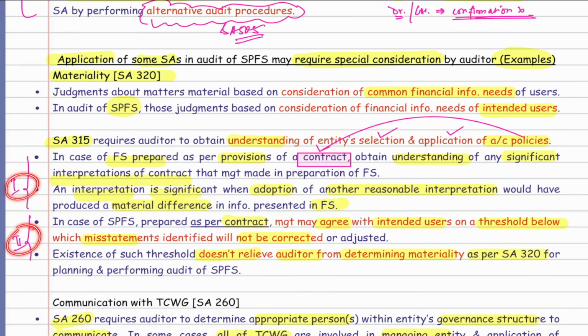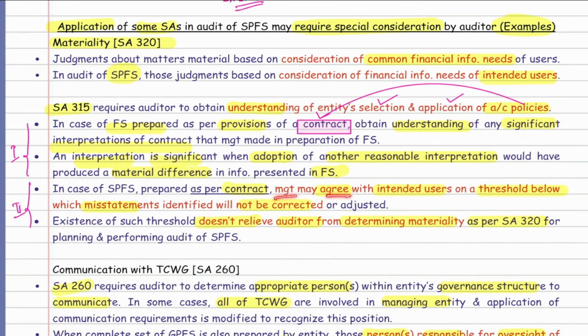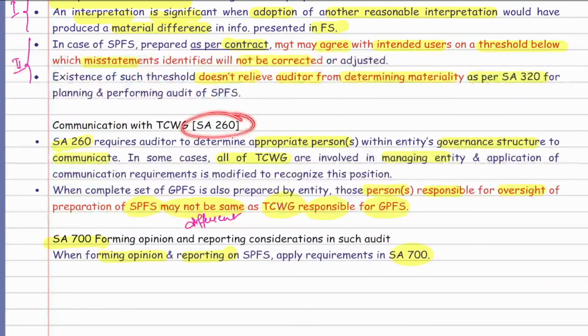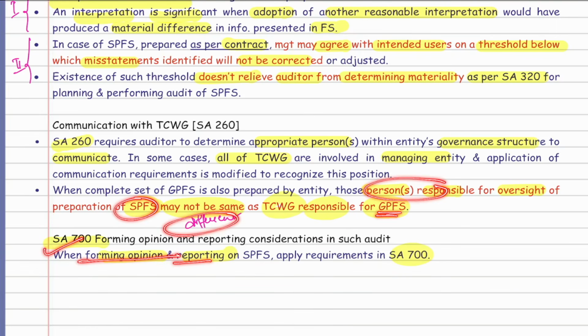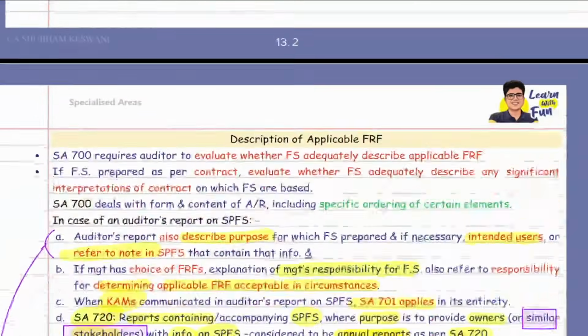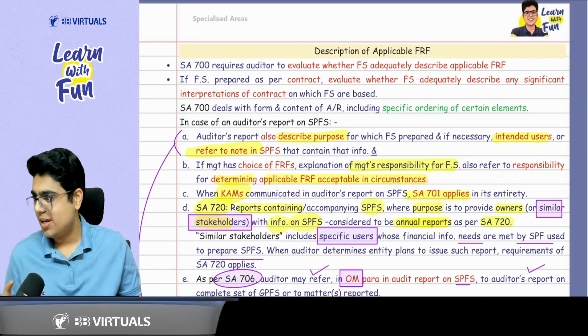Second part of this specialty. The second part says that in the contract, management can agree with the intended user that there is a threshold below which misstatements will not be corrected. So it does not relieve the auditor from deciding the materiality as per SA 320. What was special about SA 260? That TCWG of the GPFS can be different from SPFS, and SA 700 talks about forming an opinion and reporting on financial statements. Easy peasy, sir.